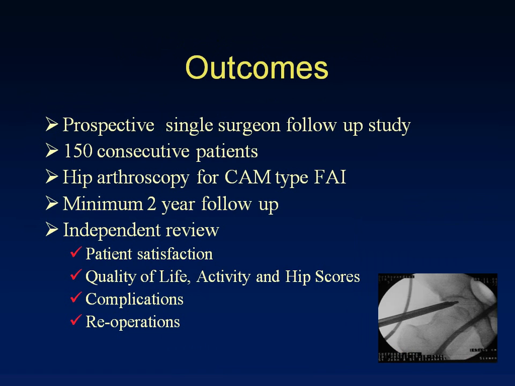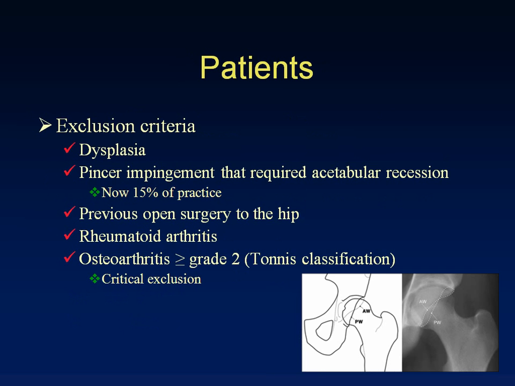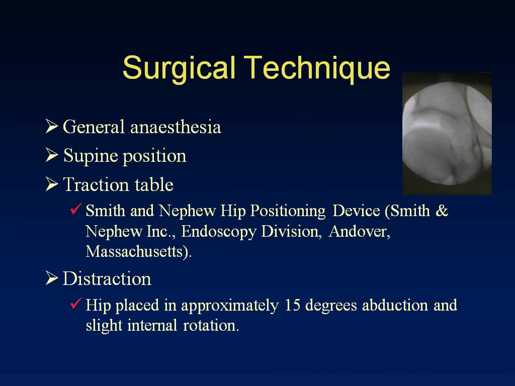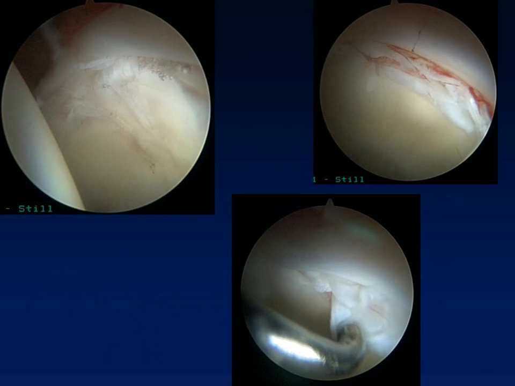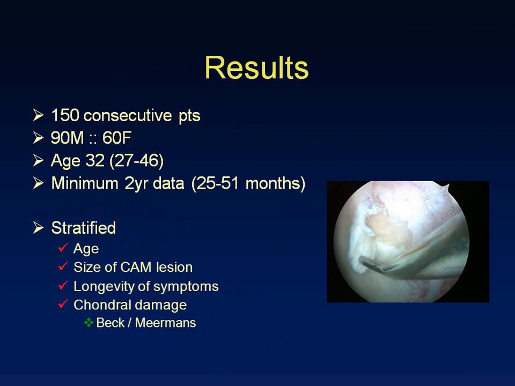Just to give you an idea, in terms of the CAMs, what you can and can't achieve, we've got minimum 2-year follow-up now on 150 patients. The inclusions are what you've heard already today. These are patients without osteoarthritis who have MRI scan and CT based diagnoses. We exclude anyone with Tönnis grade 2 and above. Standard technique that you've seen, so I'm going to basically skip through it all in terms of what we do, and happy to discuss it with you.